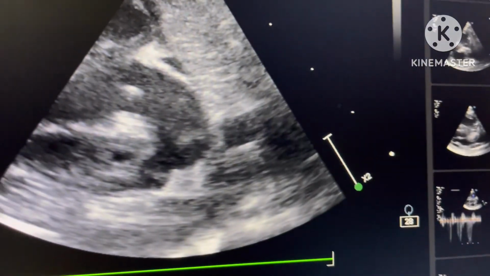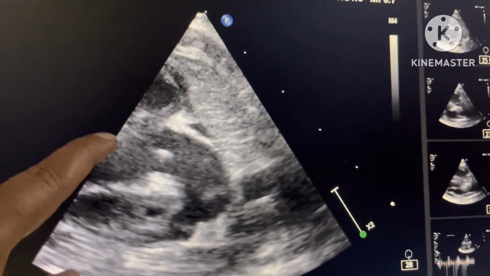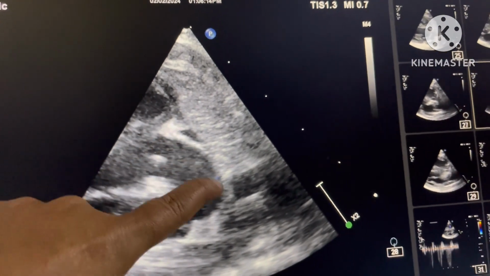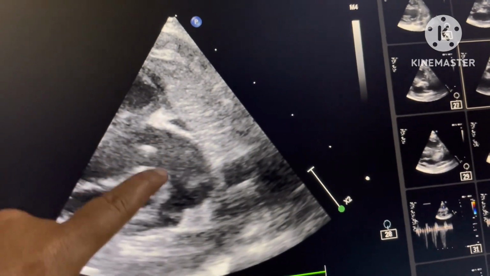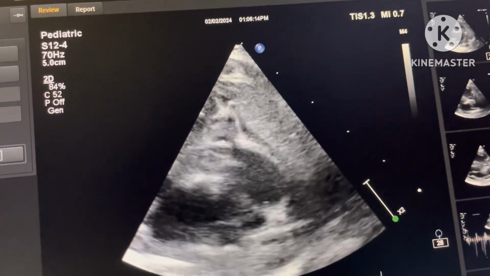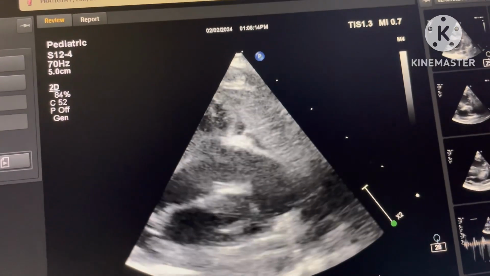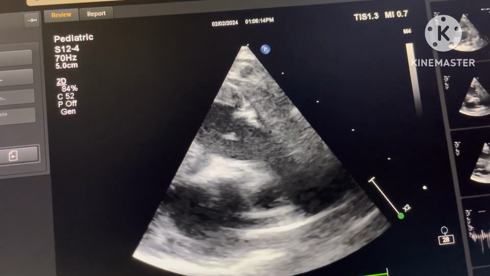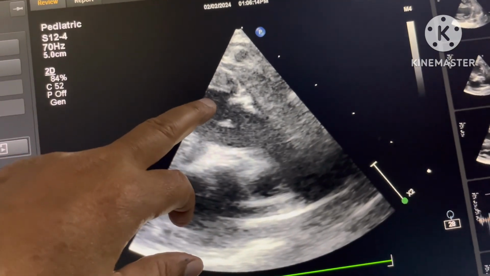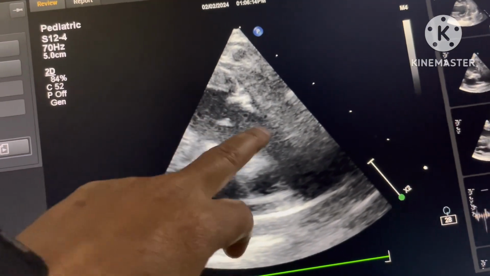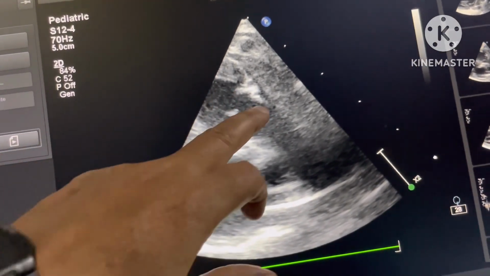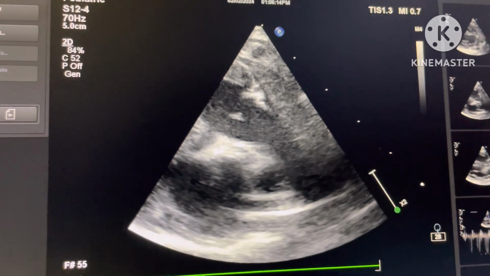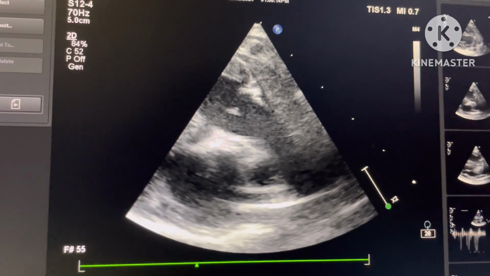Transposition of great arteries. In this image, you can easily see this is the plane of interventricular septum. This is the structure going downwards. So this is main pulmonary artery. And I want to show this aorta again. This is the aorta. This is right ventricle outlet, pulmonary aortic valve, and this is aorta. Aorta is coming from right ventricle, and pulmonary artery is coming from left ventricle. That is detransposition of great arteries.